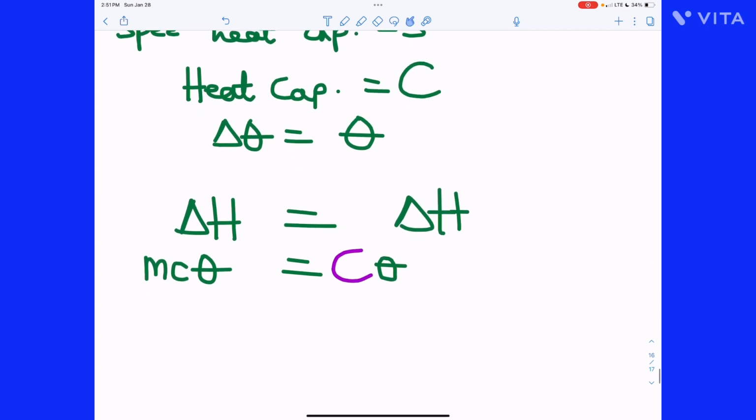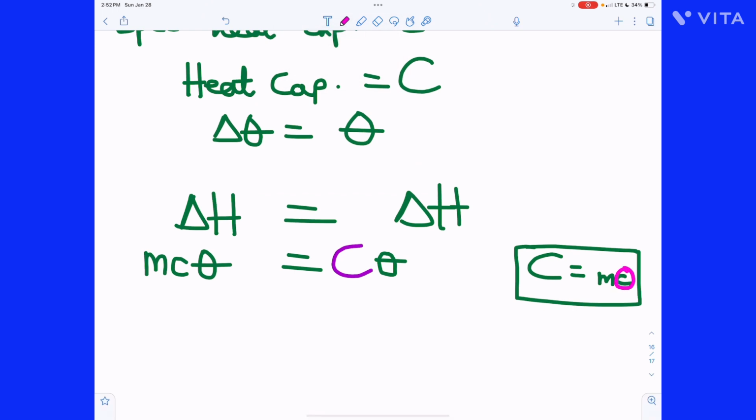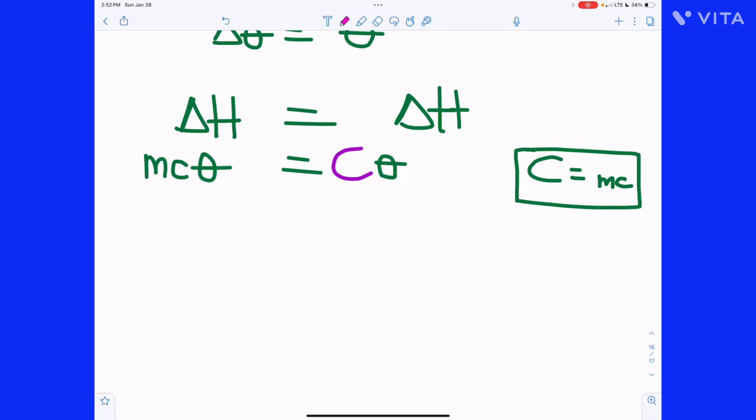So you can either express your equation as this left or this right, because C is the same thing as mass times specific heat capacity. Heat capacity, big C, is the same thing as mass times specific heat capacity, small c. So mc delta theta is the same thing as C theta. But in this case, our small c is written as small letter s. So you can write m s theta is the same thing as C theta. That's what our answer should be.